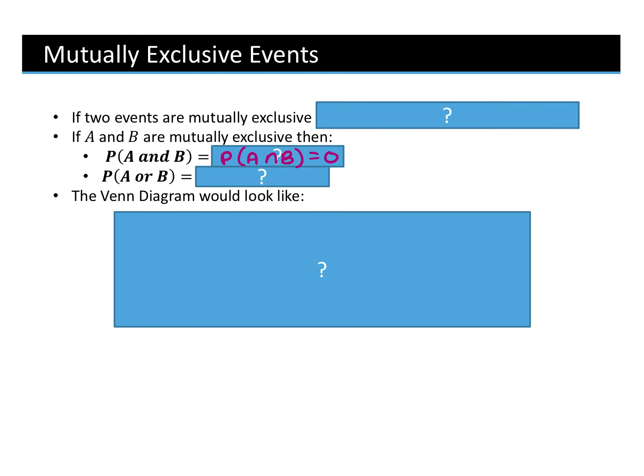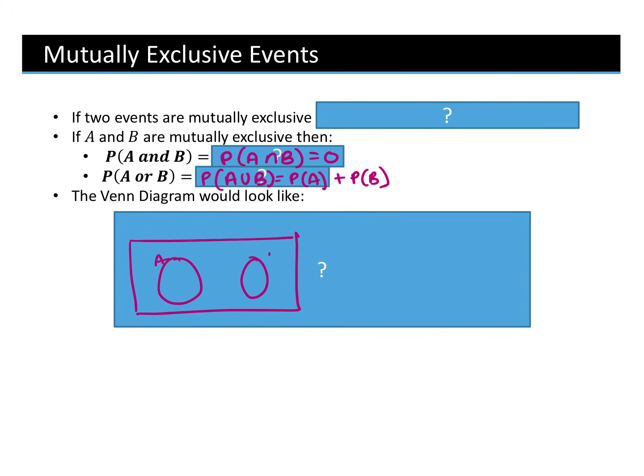The probability of A or B, so the probability of A union B, would equal the probability of A plus the probability of B. These are rules you need to know. How would the Venn diagram look if two events are mutually exclusive? They would look like this: A, B, universal set.